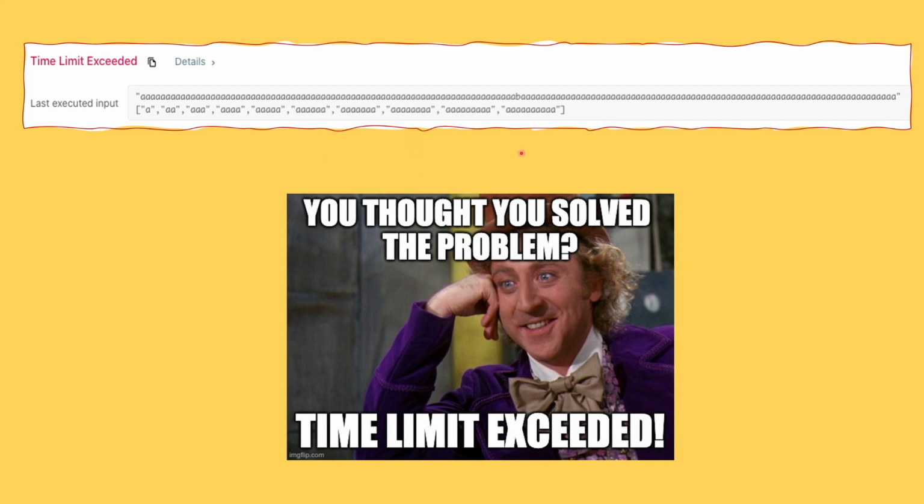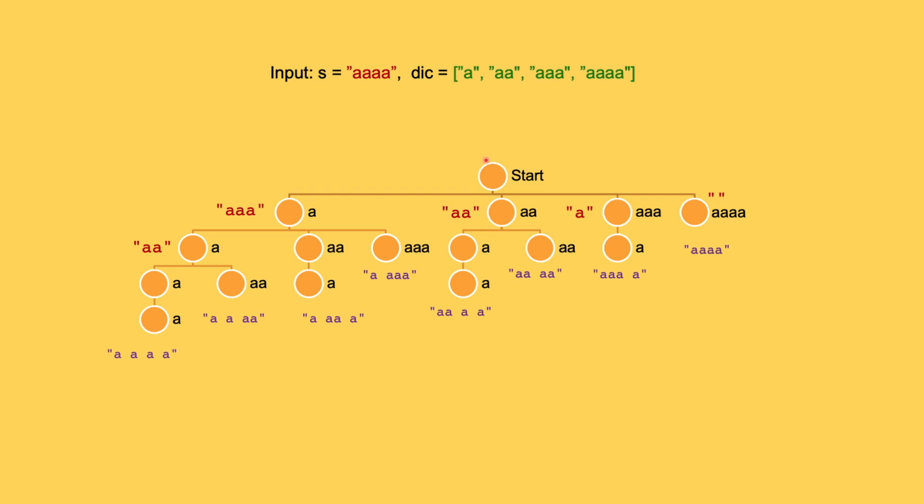And that's where dynamic programming or memoization come in. Let's look at this small example. If your string is AAAA, and your dictionary is either single A, double A, triple A, and 4 A's, then our tree would be something like this. So we can either break this using A, or break it using double A, or triple A, or 4 A's, which are the children of the root of this tree.